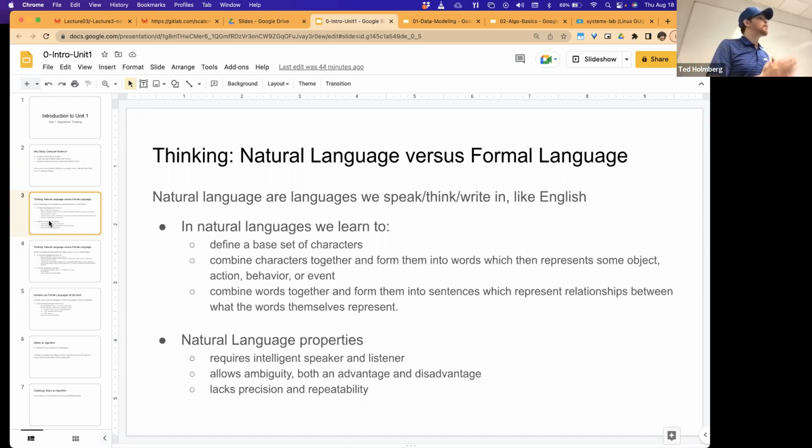It can't, and so that brings me to the next thing I really want to highlight about natural languages. Natural languages, and this is both an advantage and a disadvantage, because it requires an intelligent perceiver and an intelligent speaker, it allows for ambiguity. So I can be less precise, but you can still understand what I'm saying. I'll give you an example. I could say that that is a big wall.